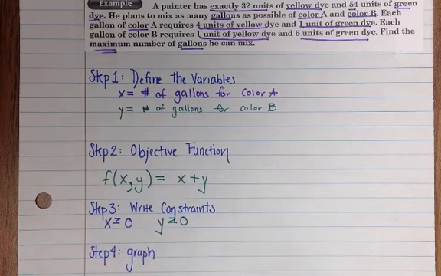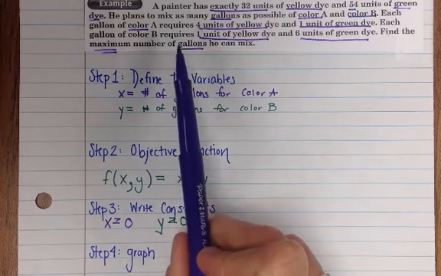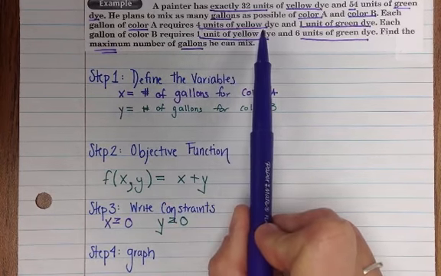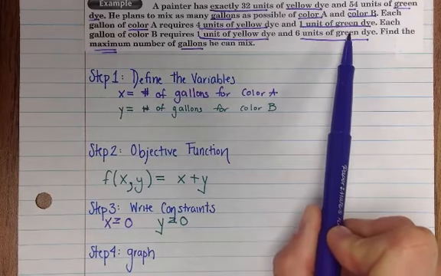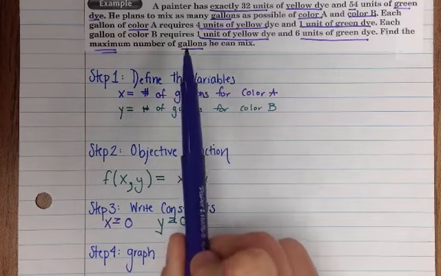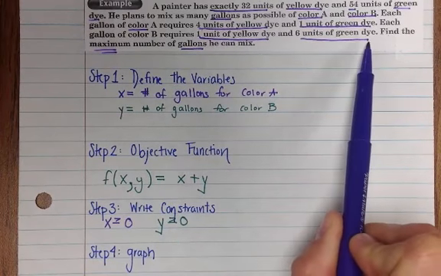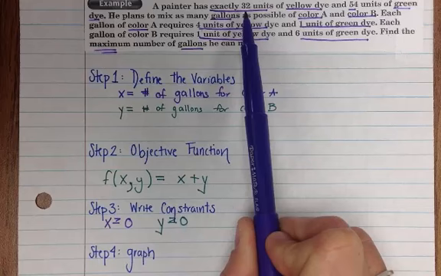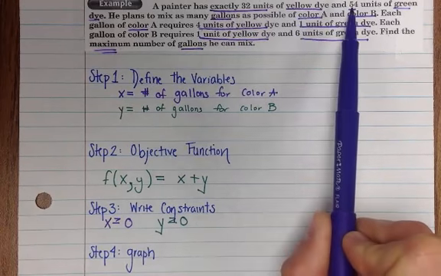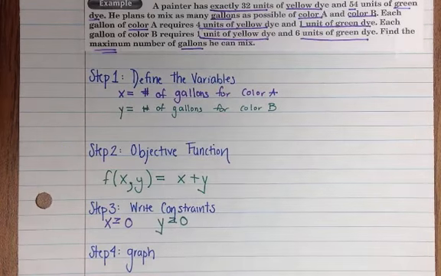The next thing that we underline is that color A requires 4 units of the yellow dye and 1 unit of the green dye. We said that B requires 1 unit of the yellow dye, 6 units of the green dye, and we only have 32 units of yellow and 54 units of green. So all of our green dye has to be less than 54 units and all of our yellow dye has to be less than 32 units because that's the only amount of dye that we have.